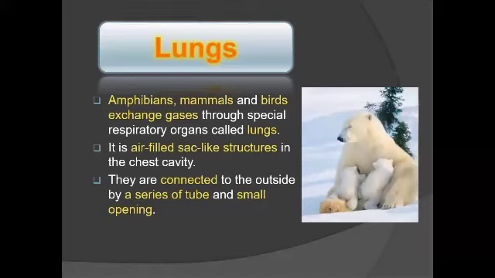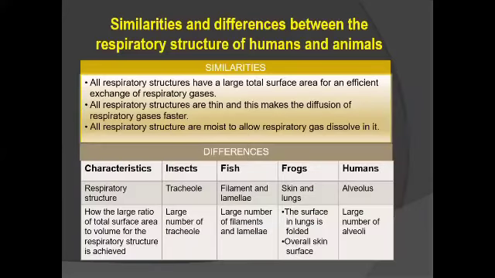Lungs. Amphibians, mammals, and birds exchange gases through special respiratory organs called lungs. They are air-filled sac-like structures in the chest cavity. They are connected to the outside by a series of tubes and small openings.